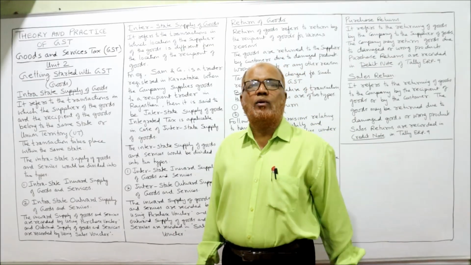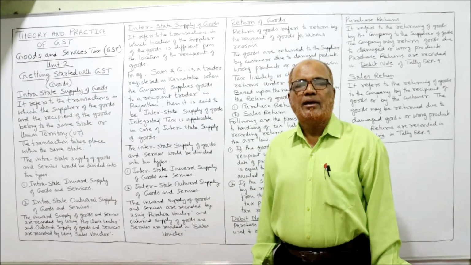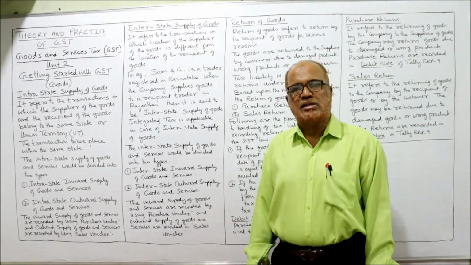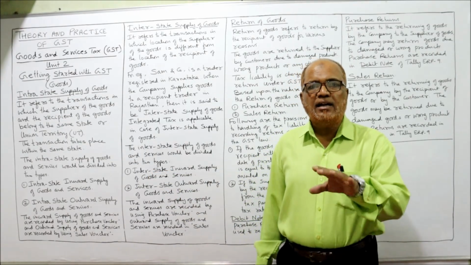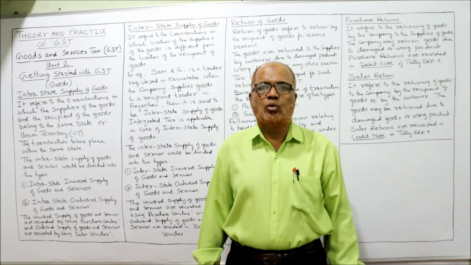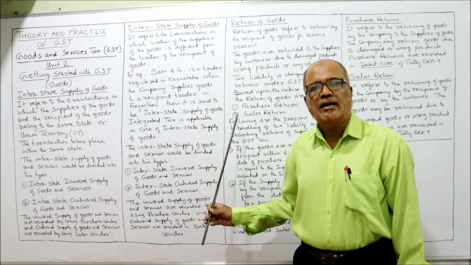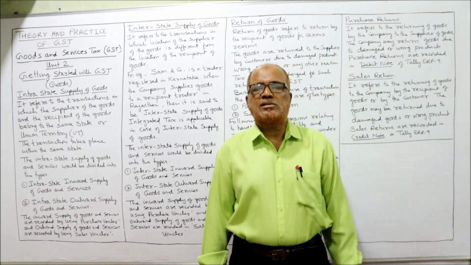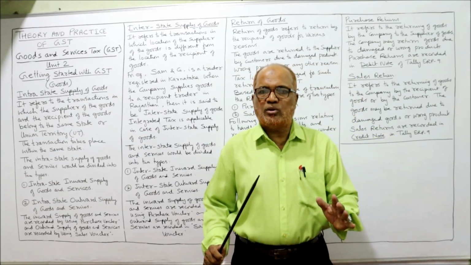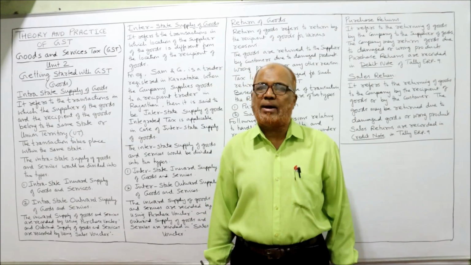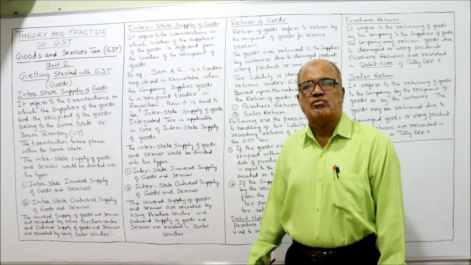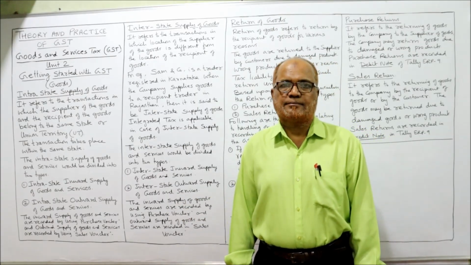In this video, I'm going to explain you three topics. The first topic regarding intrastate supply of goods and services. Second, interstate supply of goods and services. And thirdly, return of goods. So these three topics I'm going to explain you in this video. So watch the video till the end to get the complete command. Before starting the video, take the screenshot of the points which I have written, then I'll explain.